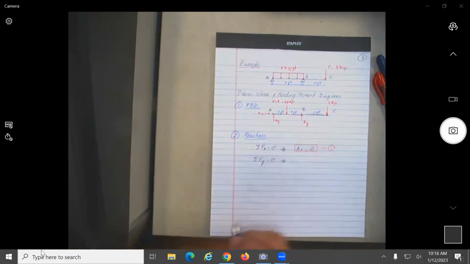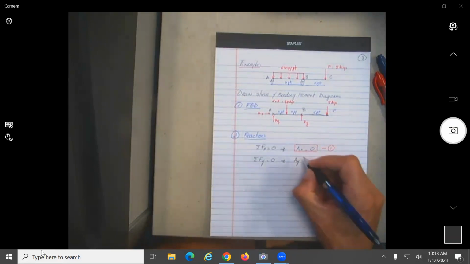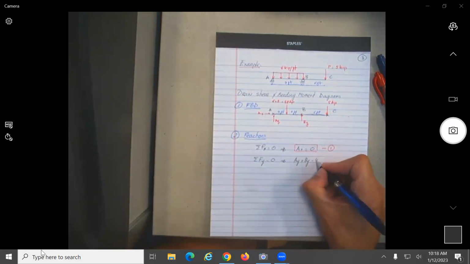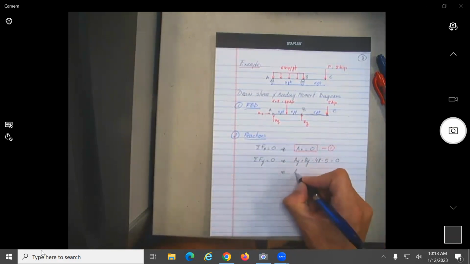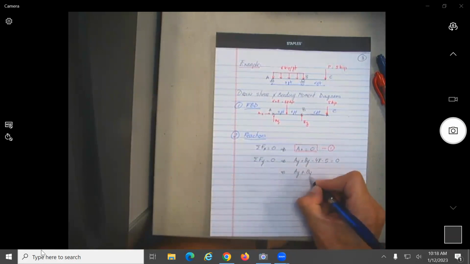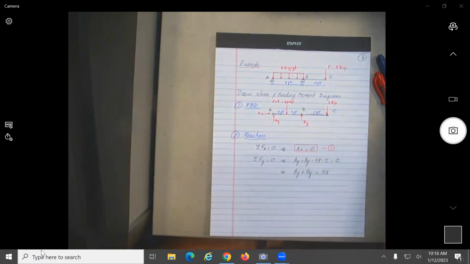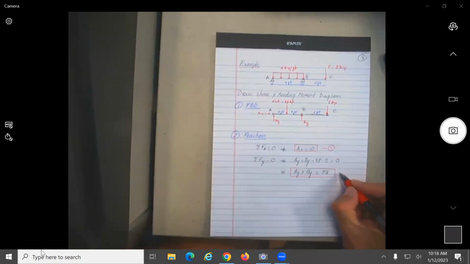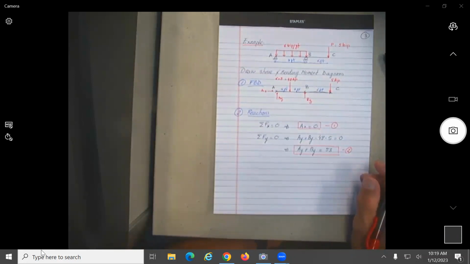summation of forces on the Y, this will give us what? AY plus BY minus 48 minus 5 equal to 0. Or from here, you would just get AY plus BY equal to 53. That would be equation 2.